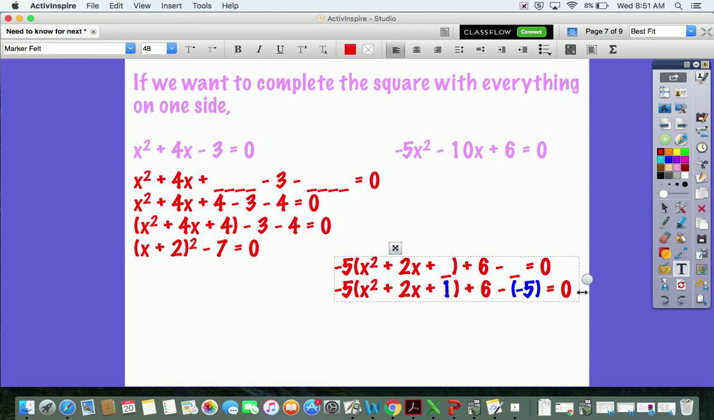Okay? So again, when a is not 1, you factor it out from the first two terms. You complete the square like usual. That's how we got 1. But then what we subtract on the same side to the 6 was the product between the negative 5 that we factored out and the number we got when we took half of b and squared it. So we'll basically have negative 5, then this factors down to be x plus 1 squared. And then when we have a 6 minus a negative 5, that's going to be nothing but a plus 11. And that's how we complete the square with everything on one side.